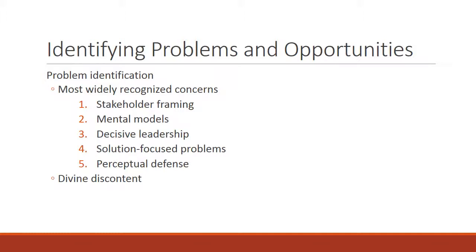Arguably, the most important step in the decision-making process is problem identification. Problems and opportunities are practically never clearly labeled and are usually conclusions that we form from ambiguous and conflicting information. There are 5 widely recognizable concerns with the problem identification stage. They are stakeholder framing, mental models, decisive leadership, solution-focused problems, and perceptual defense.